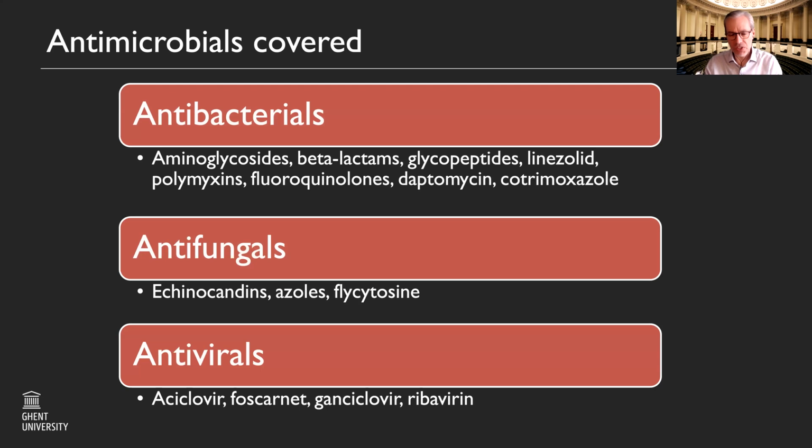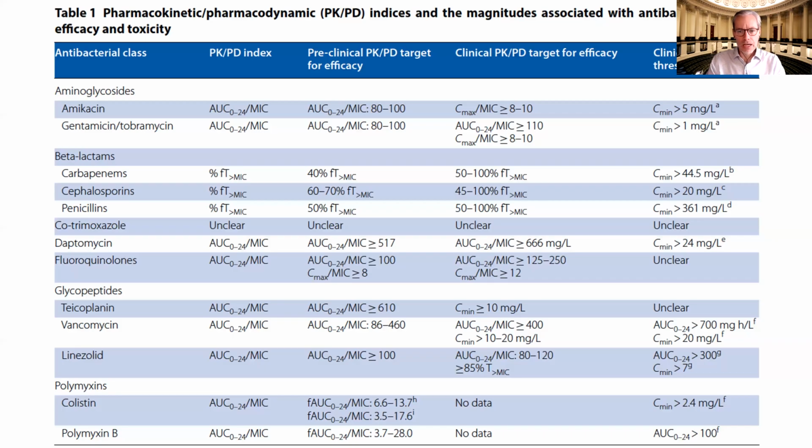Now let's go back to the position paper. Which antimicrobials were covered? There are a number of antibacterials that were covered: aminoglycosides, of course, beta-lactams, glycopeptides, linezolid, polymyxins, quinolones, daptomycin, and cotrimoxazole. Those were the different antibacterials that we found evidence on, as well as a number of antifungals and a number of antivirals. And you will see that this document provides you with a lot of information on the individual antibiotics, but also very interesting summarizing tables like this one. And I'll go through this table with you.